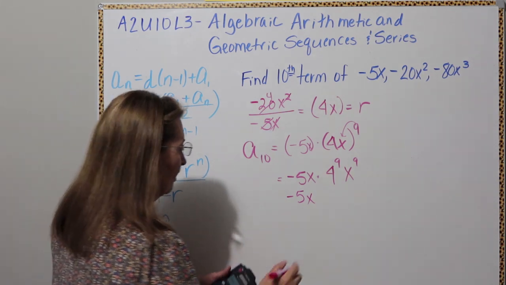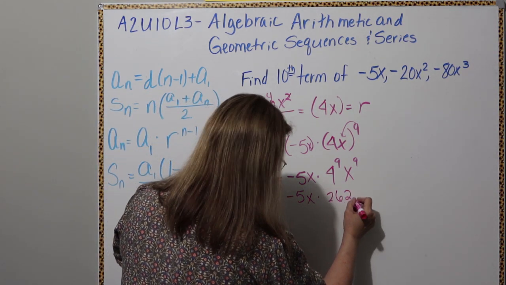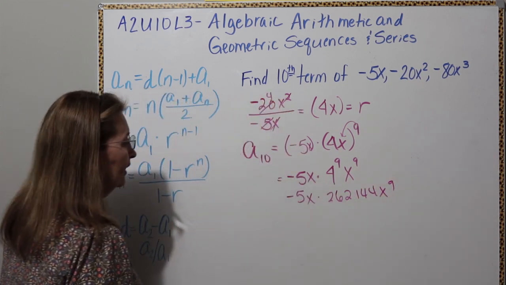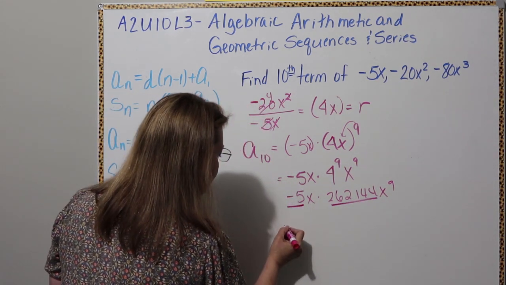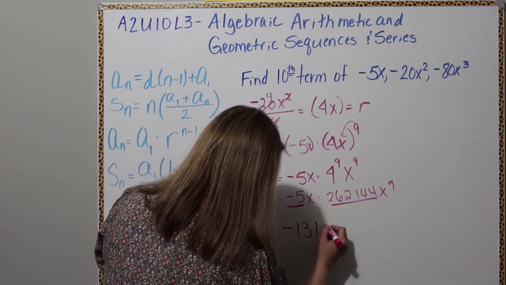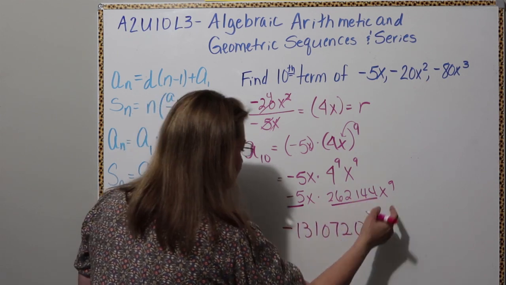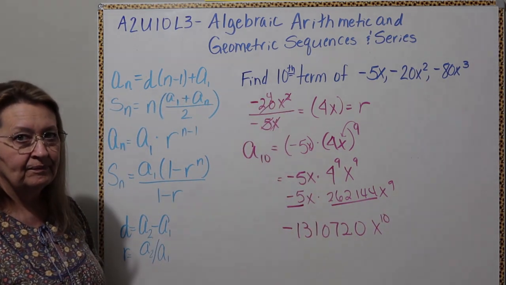Now, what is 4 to the 9th power? Just raise 4 to the 9th and you get 262,144, x to the 9th. Now we're going to simplify. Negative 5 times this number is going to leave you with negative 1,310,720, and x times x to the 9th will give you x to the 10th.